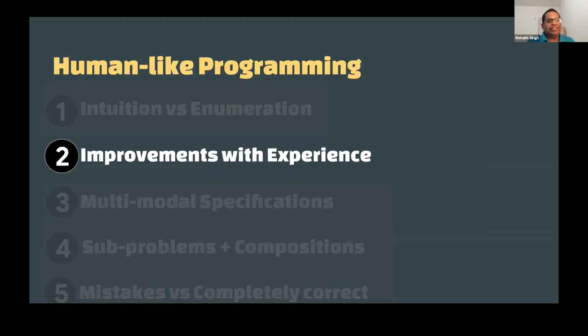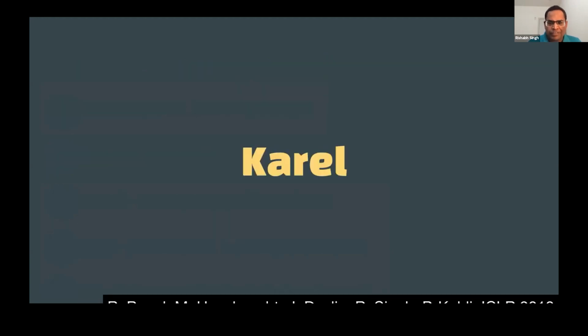Great. So actually, let's quickly get to the second point I wanted to show, where instead of having a static synthesis system, can we build systems that improve over time? And similar to humans, when we solve more problems, we actually learn more things. And for this, I'm going to use an example called Karel.